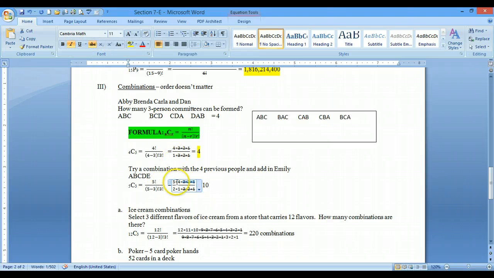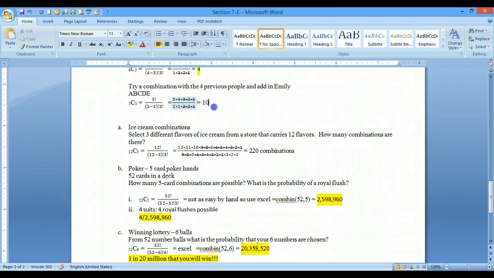Then I'm left with 5 times 4 over 2 times 1, which I could say is 20 divided by 2, which is 10, or I can cancel 4 by 2, which gives me 5 times 2, which is 10, either direction. And let's highlight that as the answer and move to the next example.